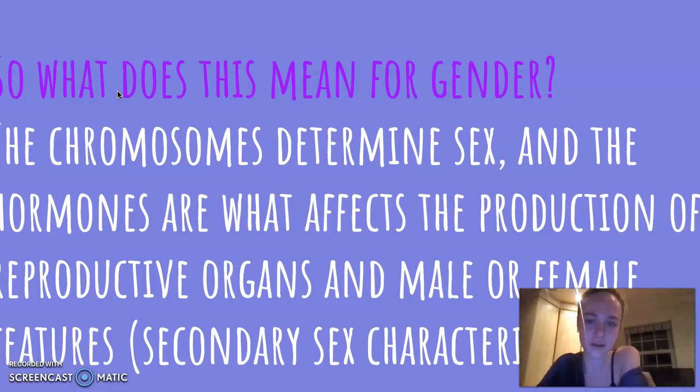So what does this mean for gender? The chromosomes determine the sex, and the hormones are what affects the production of reproductive organs and male and female features, which are secondary sex characteristics. So what we mean by this is biologically the chromosomes determine the sex, and consequently hormones are what affects the production of the testes or the ovaries, and the secondary sex characteristics, which are things such as body hair, how deep one's voice is, skin colour, all sorts of different traits that males and females differ on, height, etc.